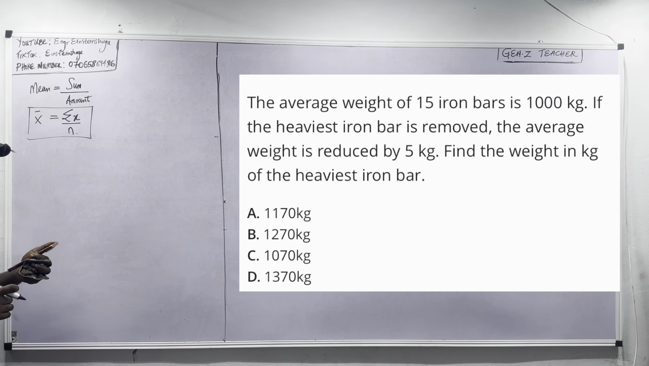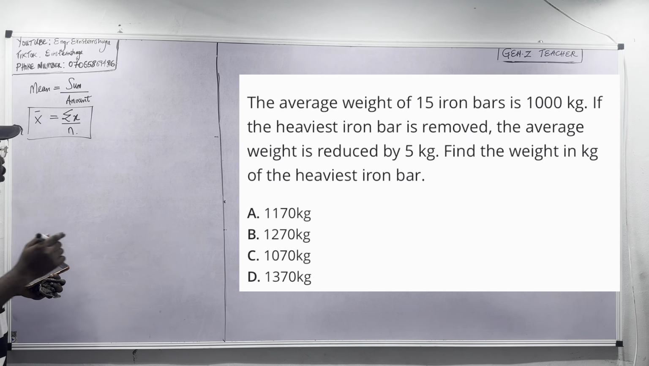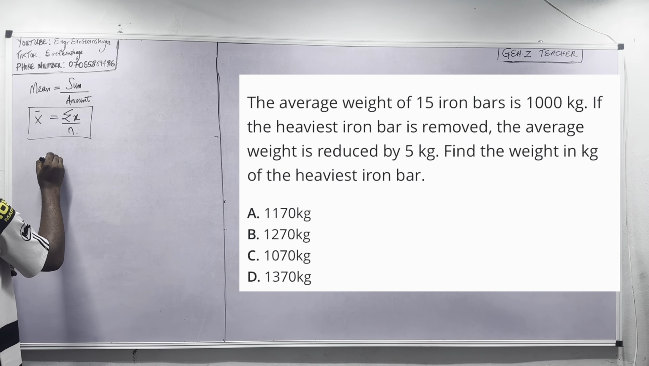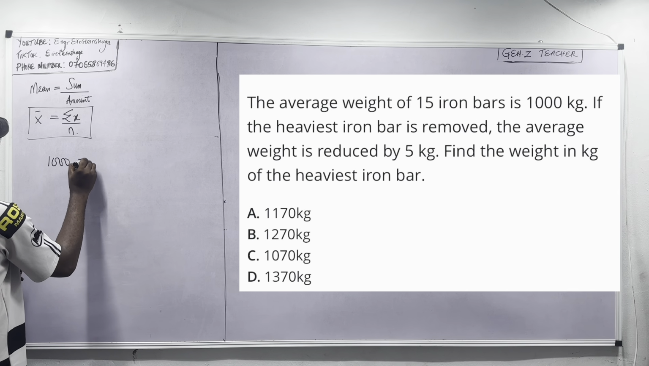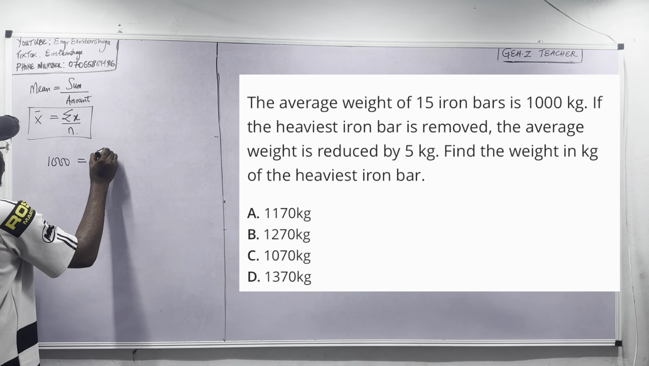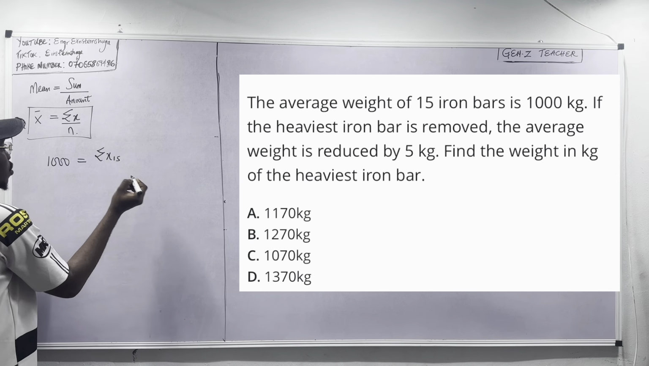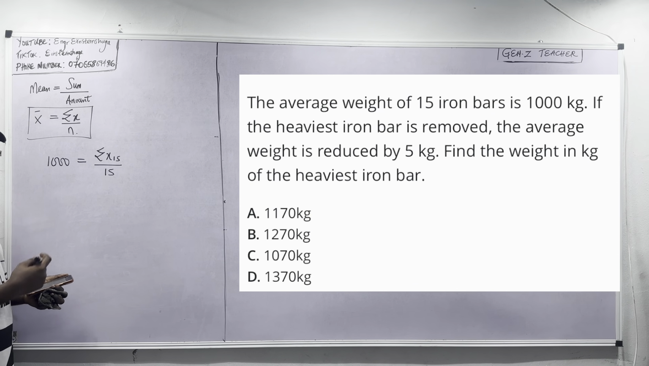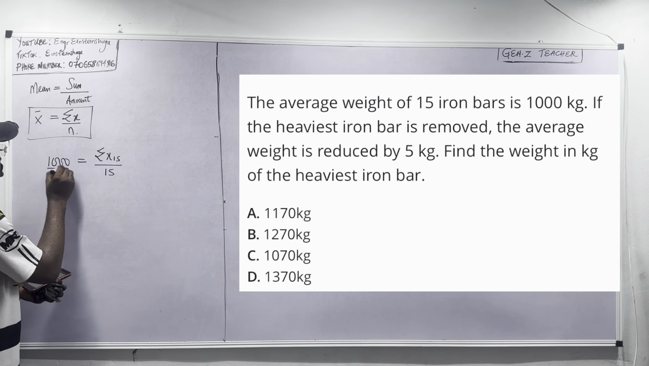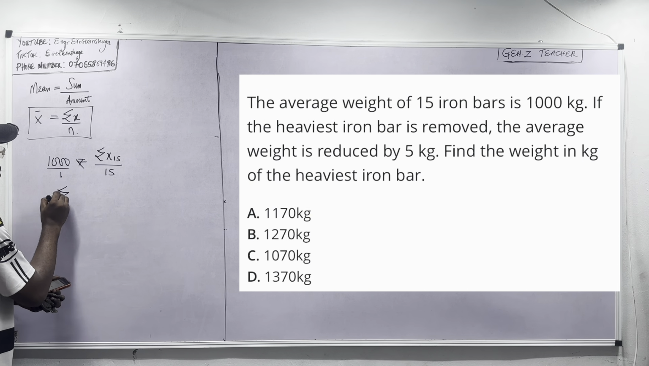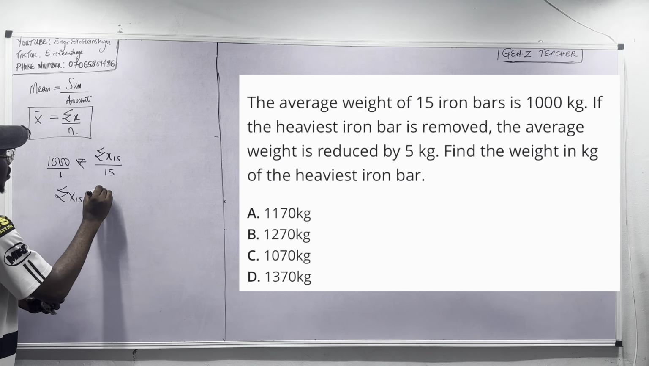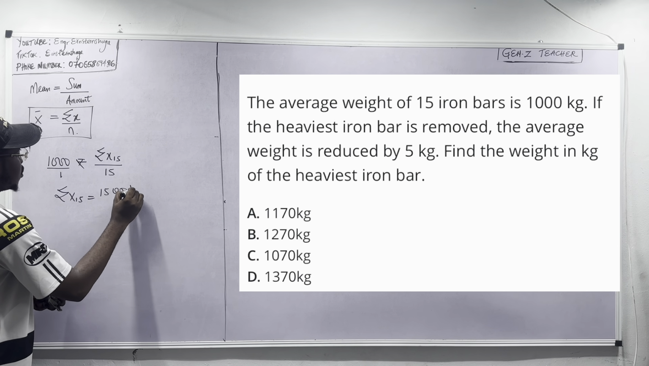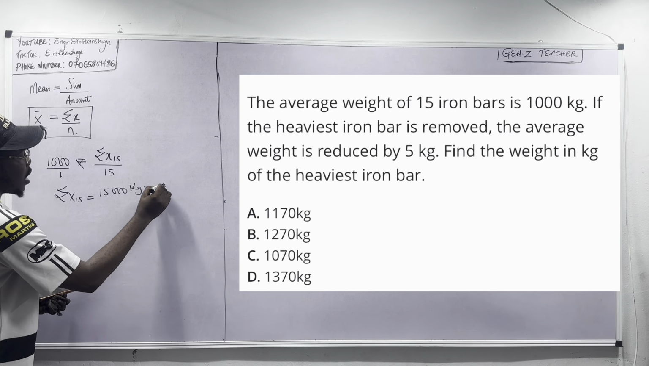Now we're told that we have 15 iron bars, so the number of iron bars is 15, and the average was 1000. In the first case we have the average as 1000. We don't know the sum of the 15, but the number is 15. So let's find the sum of the 15 iron bars. We're going to cross multiply, so the sum of the 15 iron bars should be 15,000 kilograms. We're going to keep this at one point.